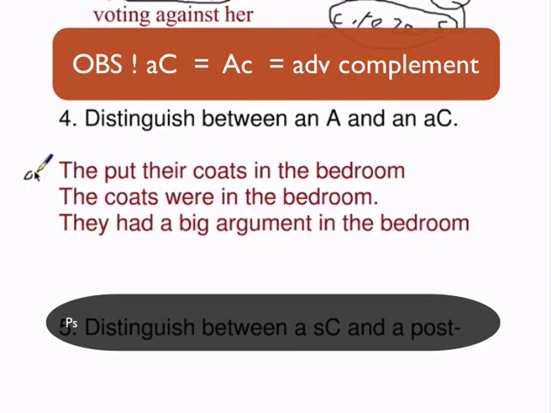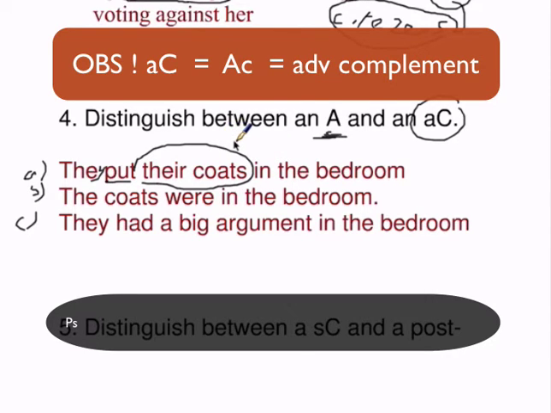Distinguish between an adverbial and an adverbial complement. If we call these A, B, and C, then here, an adverbial complement is an adverbial that you must have. An adverbial is optional. It can be removed or relocated. So they put. Sorry, this should be a they. They put is the predicator. Their coats is the direct object. Can you stop there? They put their coats.